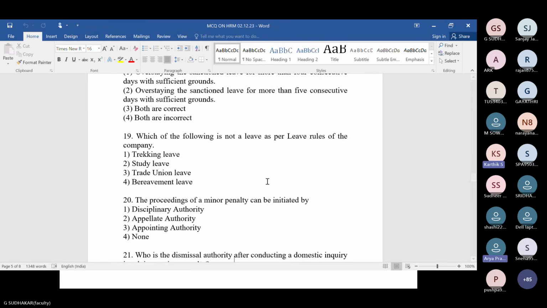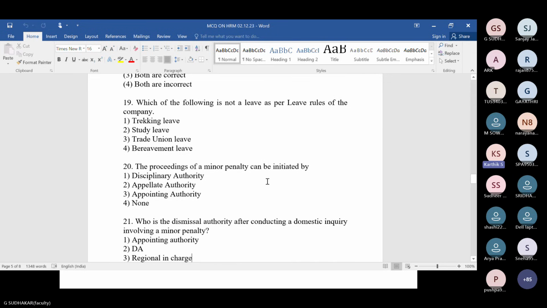Okay, good. The trekking leave is for what purpose, sir? For trekking. Suppose some forest officials are conducting mountaineering trekking, a special leave provision is there. Okay, sir. Okay, right. 20.